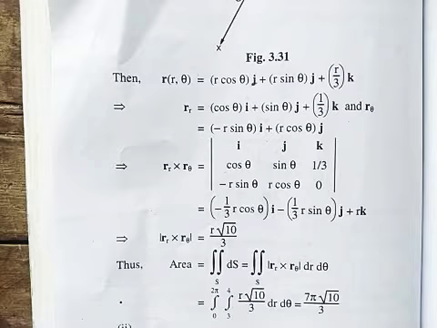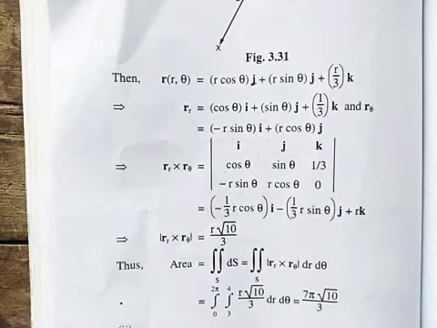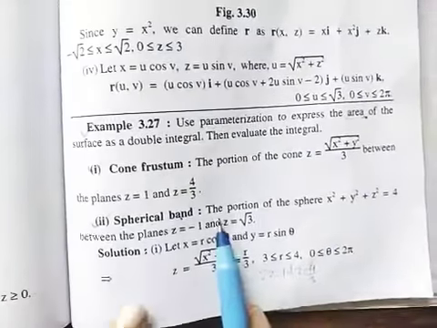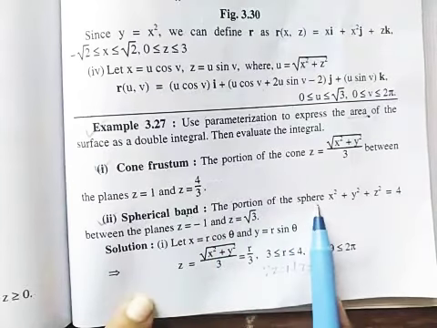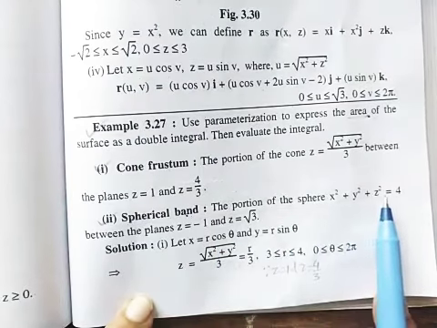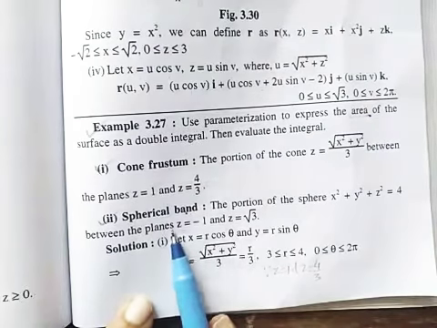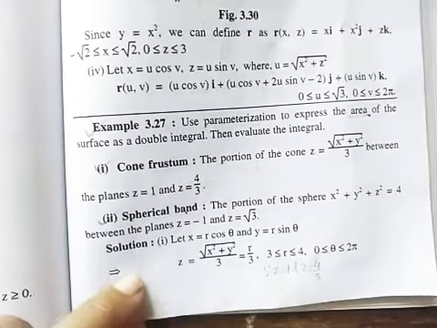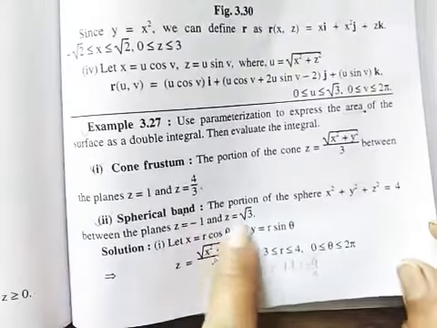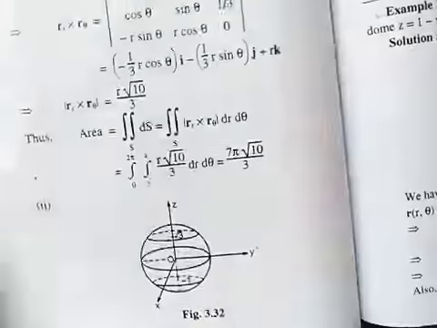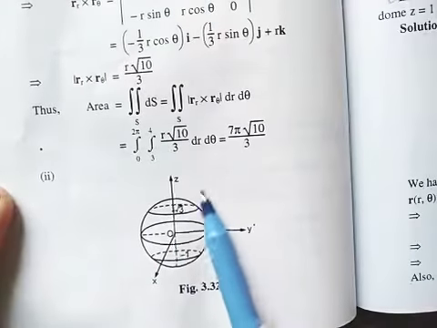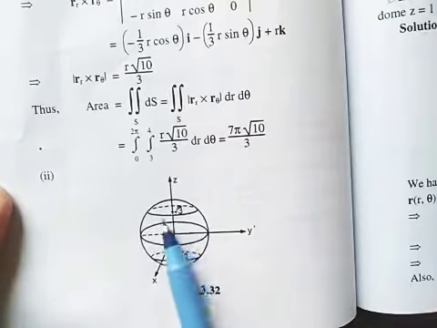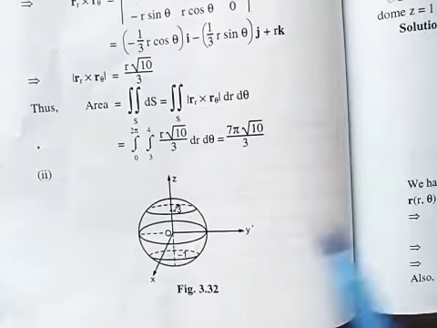Okay. Now let us calculate the area for the second surface, which is a spherical band, the portion of the sphere x square plus y square plus z square is equal to 4 between the planes z is equal to -1 and z is equal to root 3. This sphere is given, portion between these two planes. So graphically, this is the sphere, portion between this first plane and second plane. So this middle portion, we have to calculate the area for.